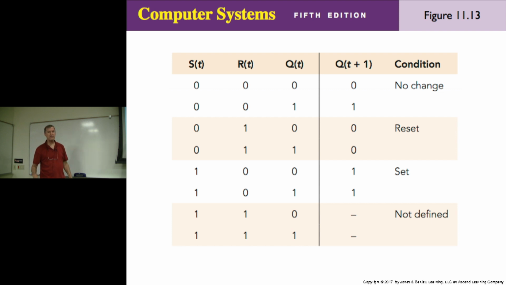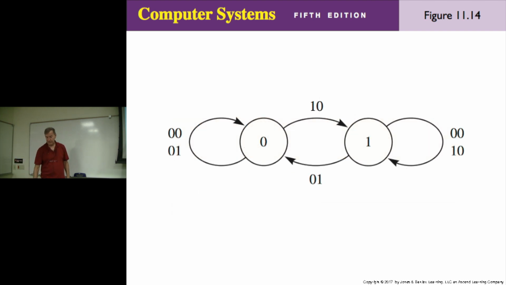And then what happens if SR is 1, 1 and a clock pulse comes along? Do you remember what we said about that? We don't know. It's unpredictable. About half the time it could come down one way, about half the time the other way, and it's unpredictable. So we don't know what that is. And then what we did in 11.14, we drew the state transition diagram for the SR flip-flop.